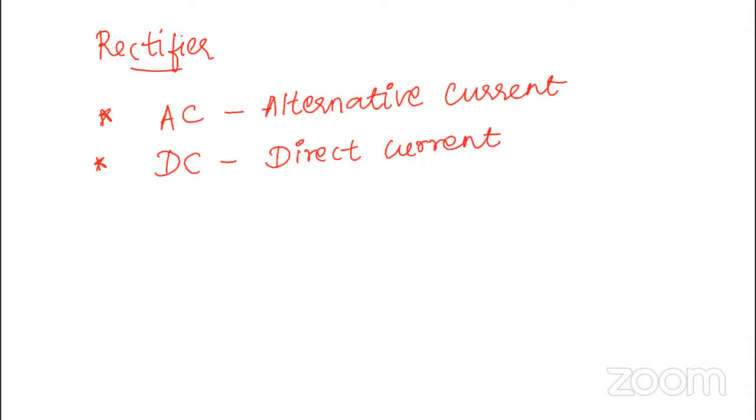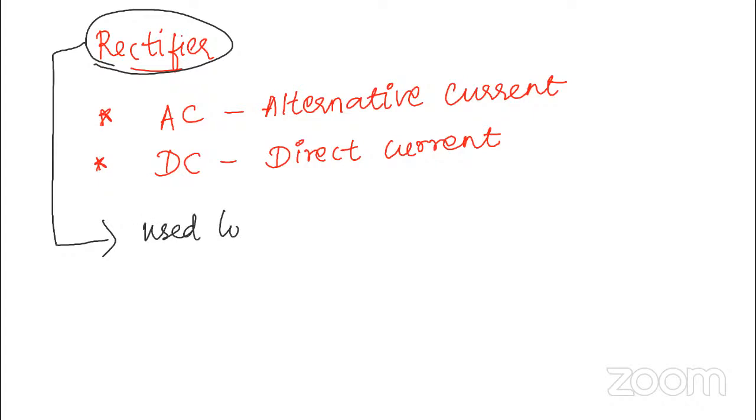Okay. So here we have to write it down. What is it? It is a rectifier. So the rectifier is mainly used to convert AC to DC. Okay. So rectifier is used to convert AC to DC.